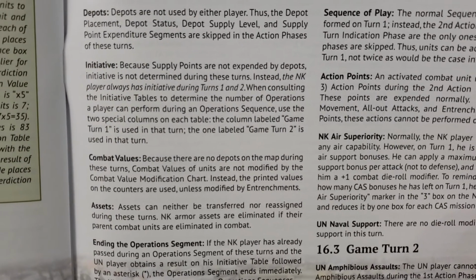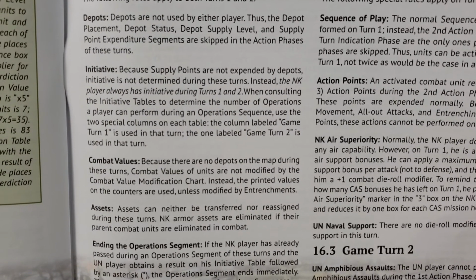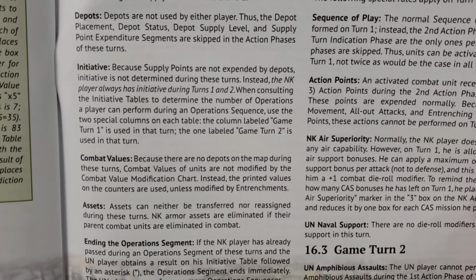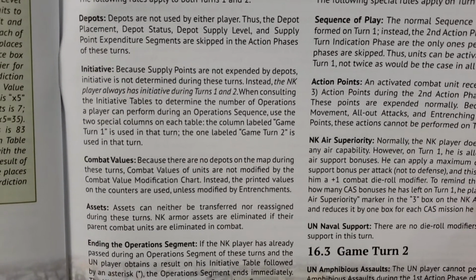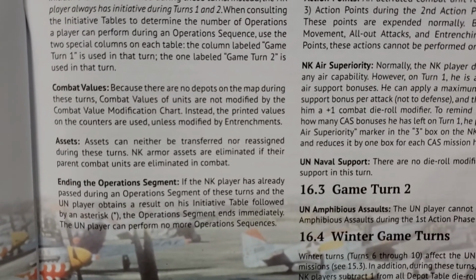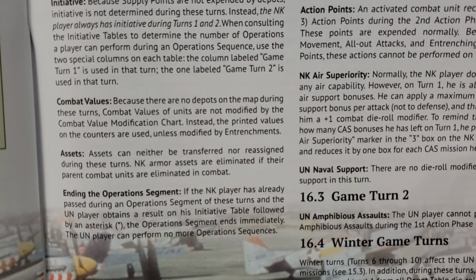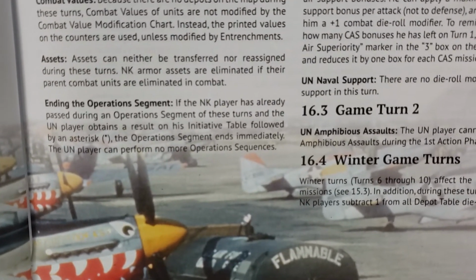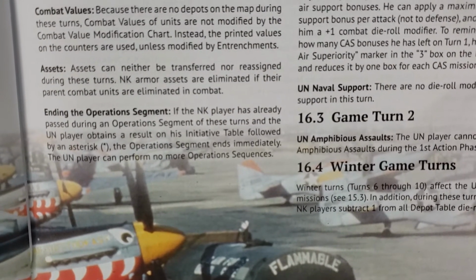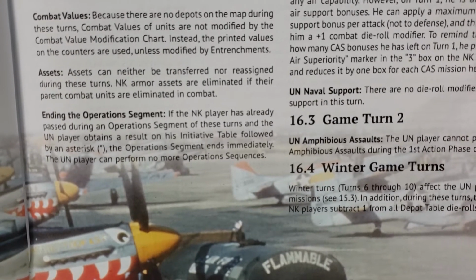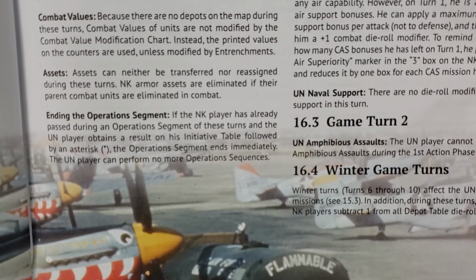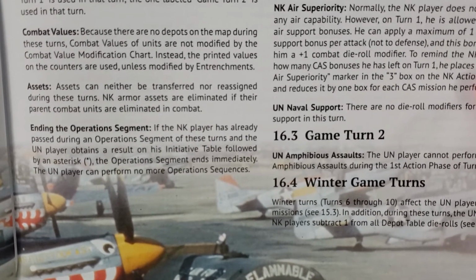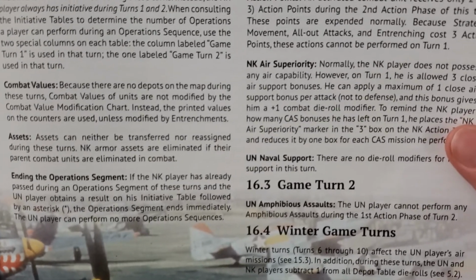When consulting the initiative tables to determine the number of operations a player can perform during an operation sequence, use the 2 special columns. The column labeled turn 1 we'll use on that turn, and 2 on turn 2. There you go. Because there are no depots, units are not modified. Talked about that already, can't be transferred. If the North Korean player has already passed during an operation segment of these turns, and the UN player obtains a result on his initiative table followed by an asterisk, the operation segment ends immediately. The UN player can perform no more operation sequences.